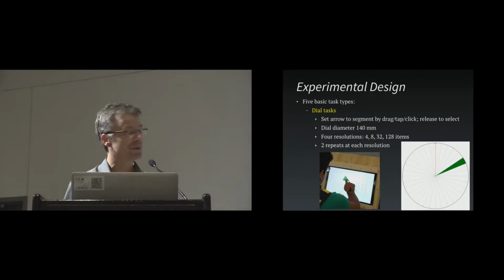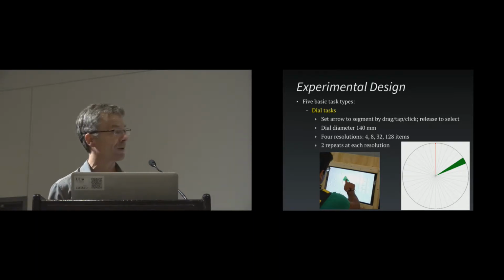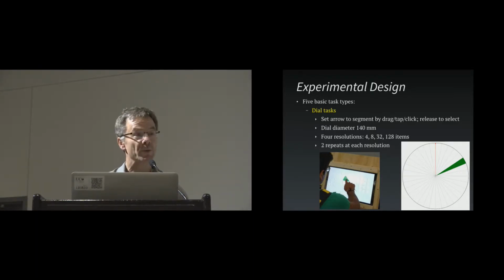Dial tasks were intended to be another primarily drag-based action. Users set an arrow to lie within a highlighted segment of a dial. The arrow followed the finger location until the finger was released, and the release selected the corresponding component. Tasks were conducted at four resolutions with 4, 8, 32, and 128 items in the dial, with 128 items giving an arc length at the edge of the dial that was about 3.5 millimeters wide.